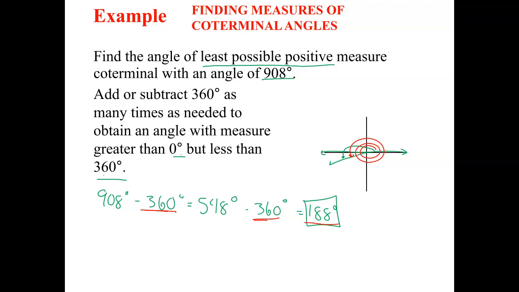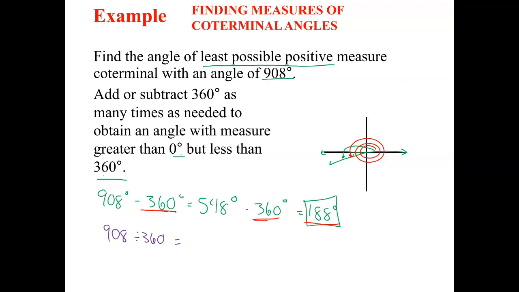All right. Now there's a little bit of a shortcut, especially when you have these bigger numbers. Okay. 908 divided by 360. Just give me the whole number.